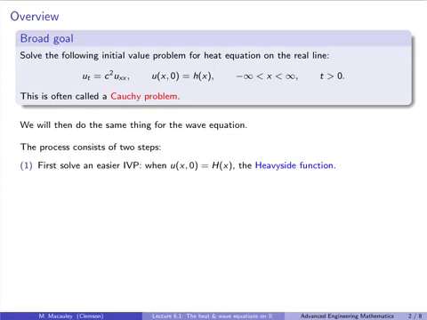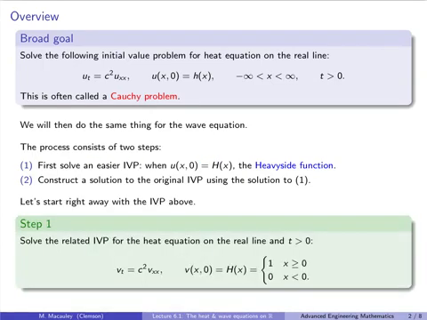The process for solving this initial value problem consists of two steps. First of all, we will solve an easier initial value problem. So instead of a general function here, we will solve the same problem except where that function is the Heaviside function, or just a unit step function. That's another name for it. And then next, we will construct a solution to the original initial value problem using our solution to the previous part.